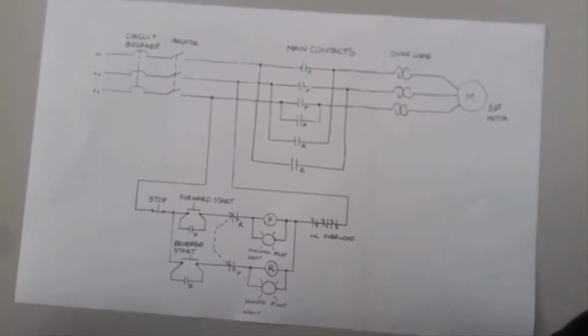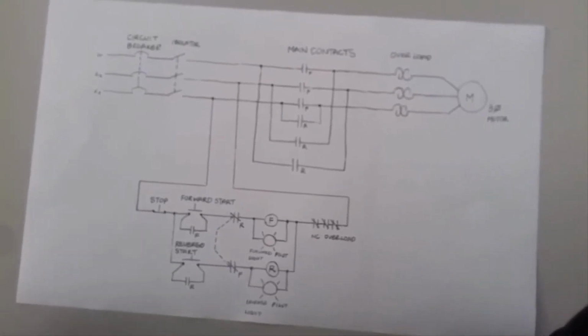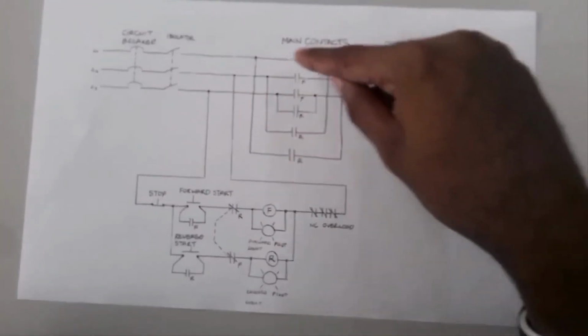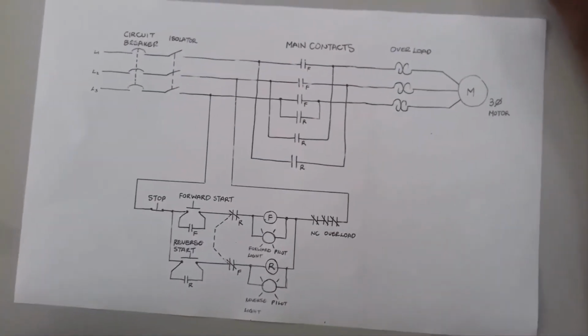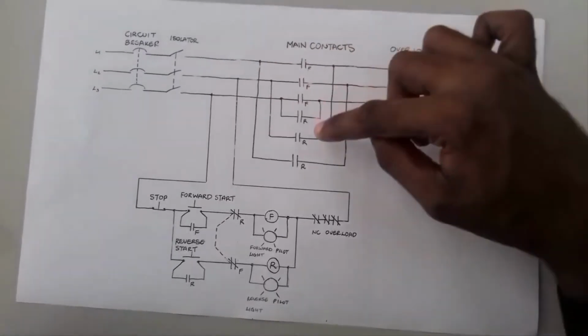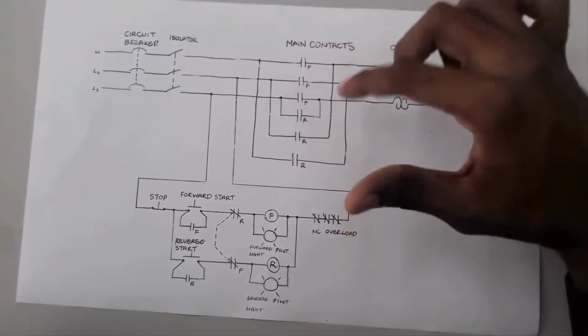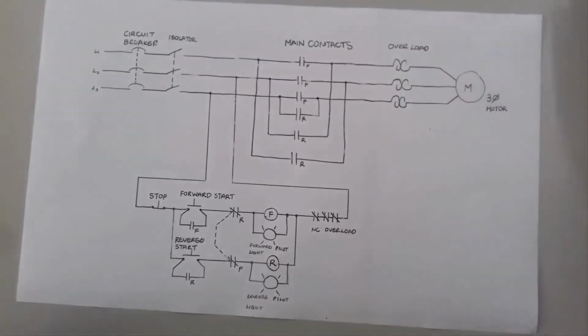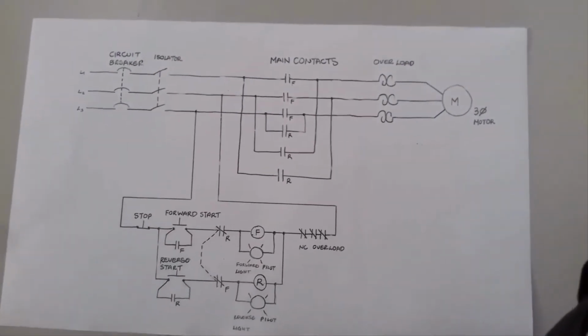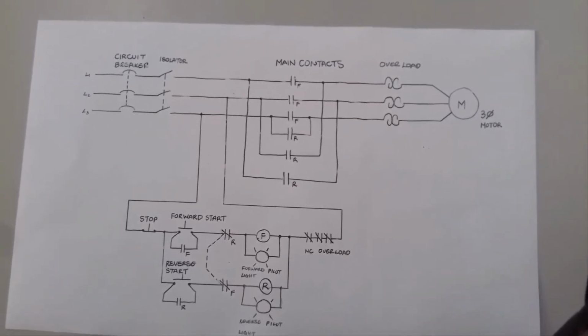So this is the main thing with a forward reverse control circuit. It switches 2 phases from the forward mode to the reverse mode, and it is through this connection here where we take phase 1 and we run it through phase 2, and phase 2 in the reverse mode runs through phase 1.